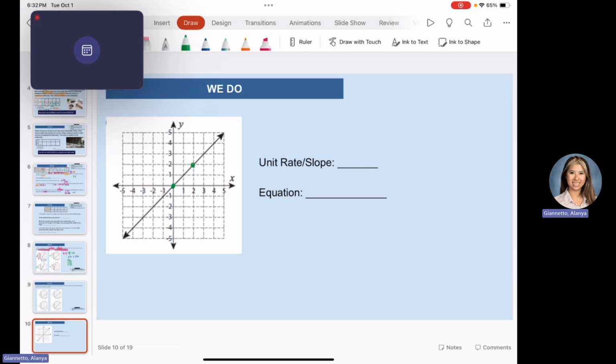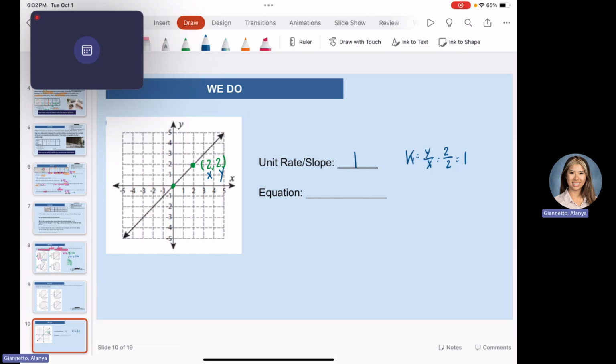So we can just choose a point on here. We have 2, 2. We know that this first 2 is our x coordinate. We know the second 2 is our y coordinate. And we can use the equation k is equal to y over x, right? So our y value was 2, our x value is 2, so that's equal to 1. Okay, so we know that our unit rate is 1.